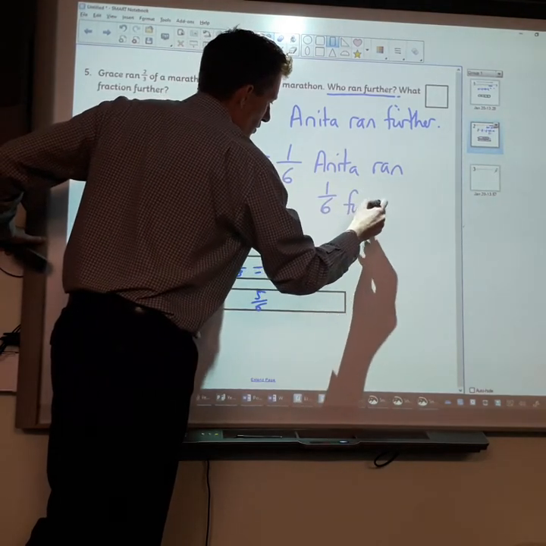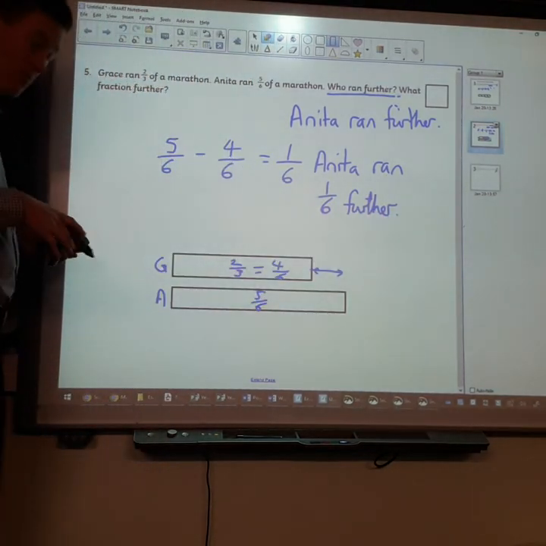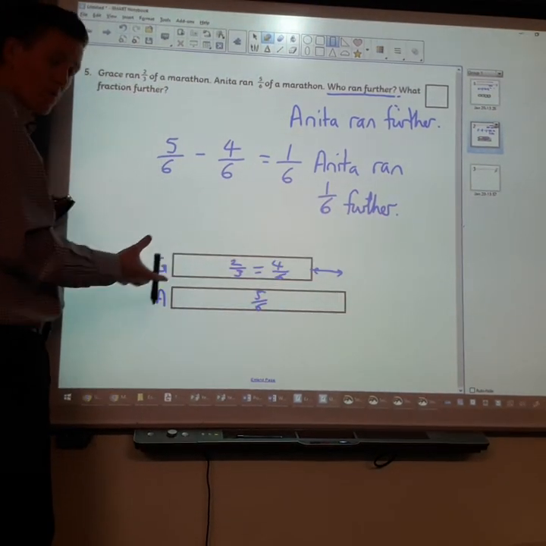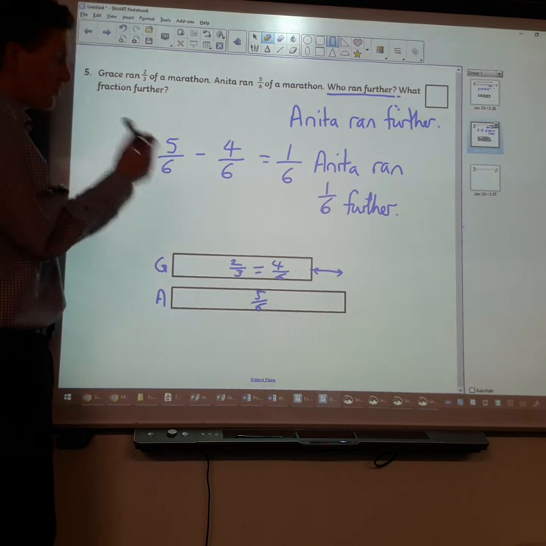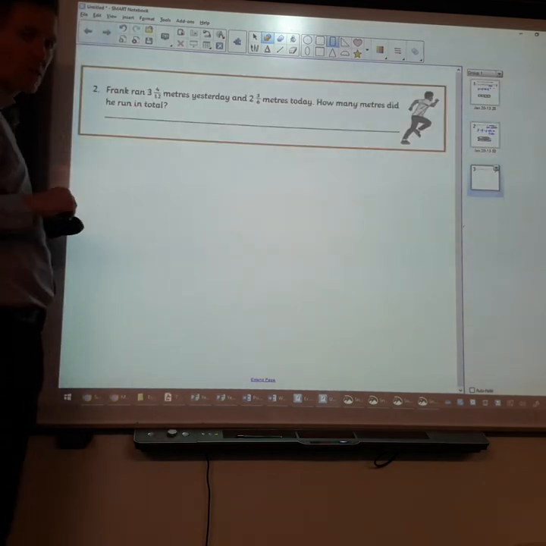1/6 further. Okay. So the problem in these word problems is maybe not the fraction work, it's the understanding of whether we're adding or taking away. We'll look at one more.